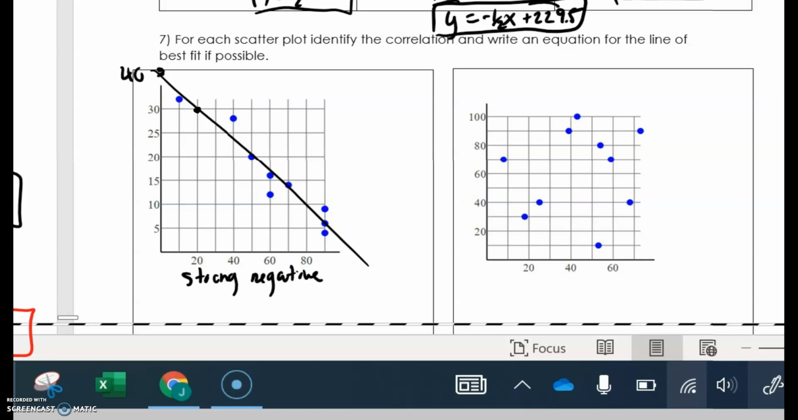I'm going to pick some points. Here's some points. It's going down 1, 2, and over 1, 2, 3. So it's going down 10 and over 1, 2.